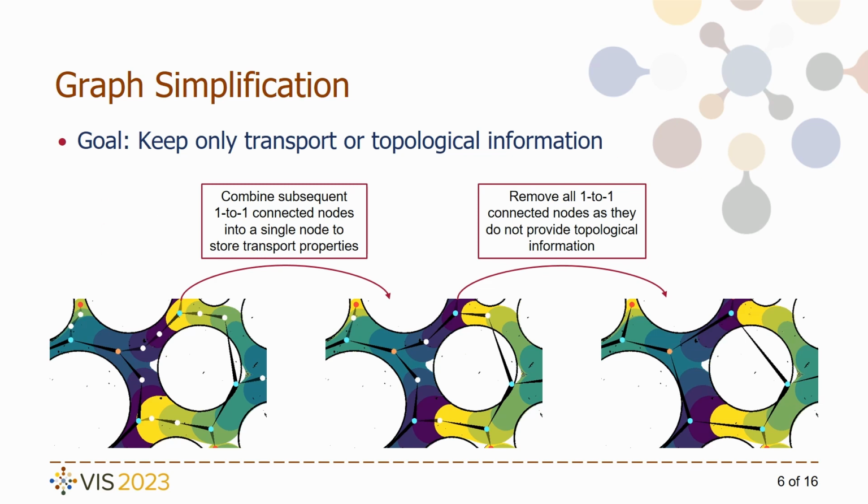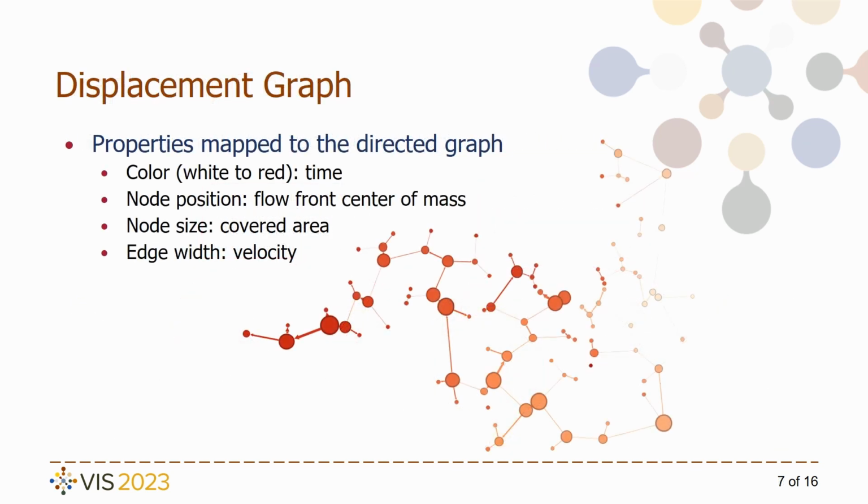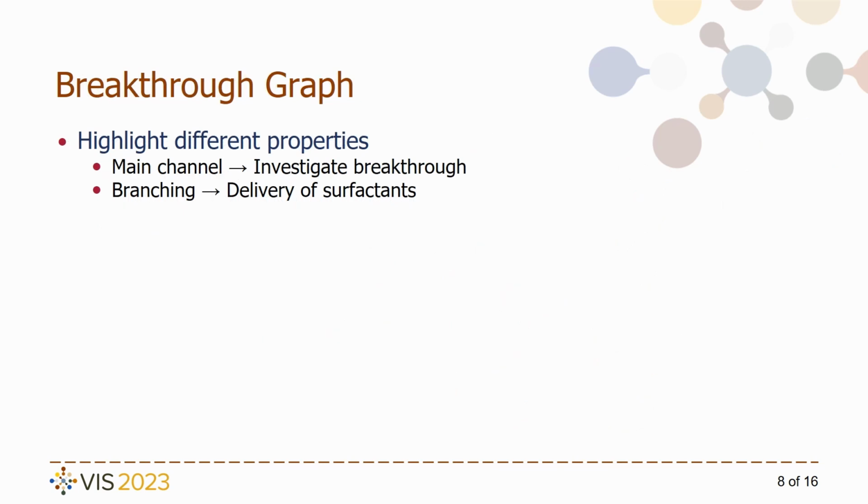The result is a displacement graph that can be visualized individually. Here we map color to time, node position to the centers of mass of the flow fronts, node size to flow front area, and edge width to flow velocity. Depending on the task, other mappings and layouts can be applied. For example, to investigate the breakthrough, that is, the event where inlet and outlet of the porous domain are connected by the flow, we want to highlight the main channel.